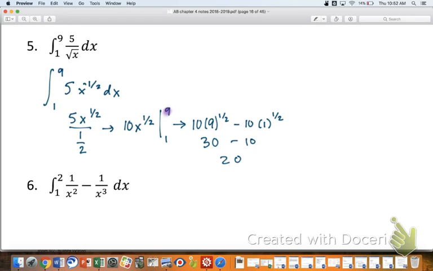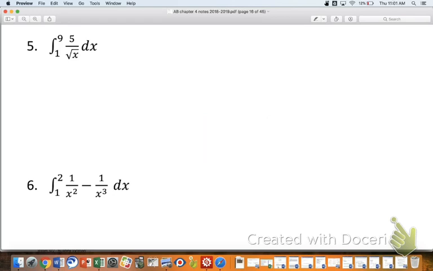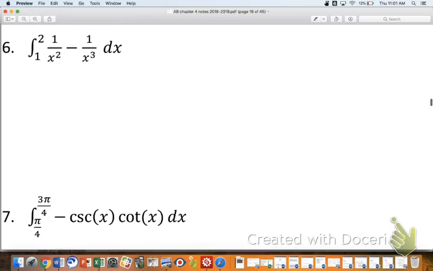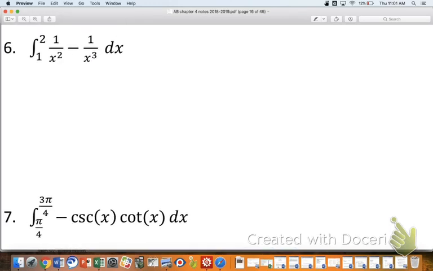Number 6, then, if you haven't already started on that one, please do. Before you do any kind of antiderivative stuff, you're definitely going to want to flip up those denominators. And so for number 6, you're going to want to write the integral from 1 to 2, and then it would be x to the negative 2 minus x to the negative 3 dx. So please take a minute, see what you can do with that one, so you can get to an answer. Ready, go.